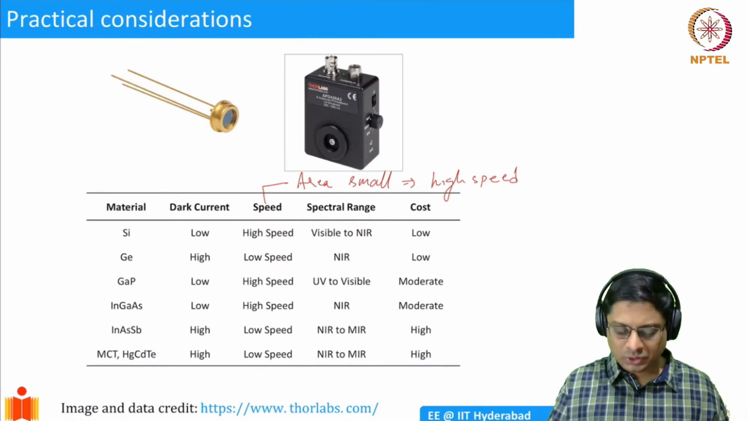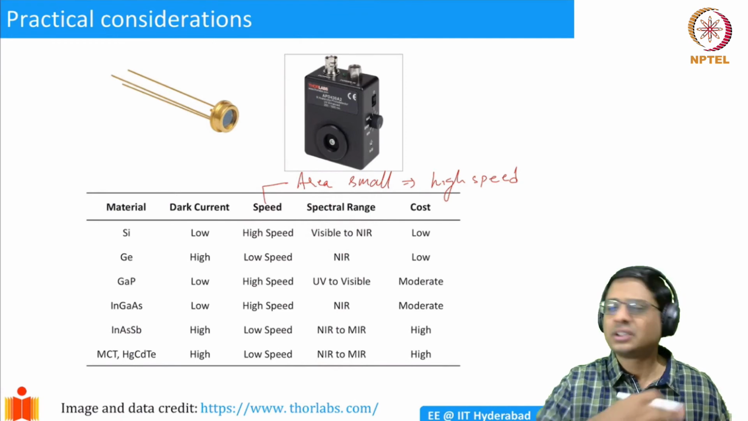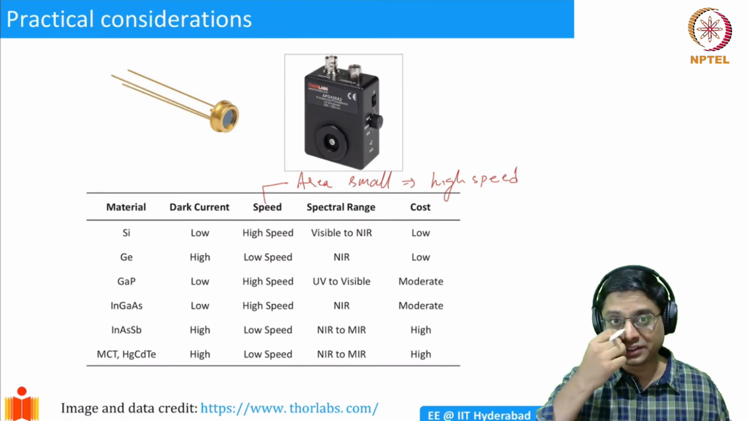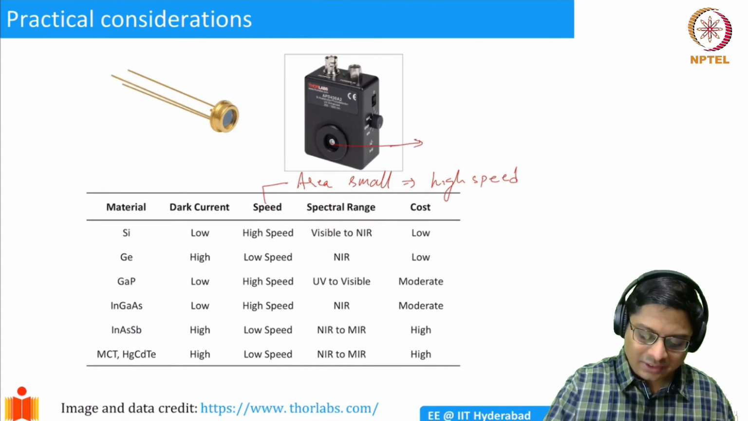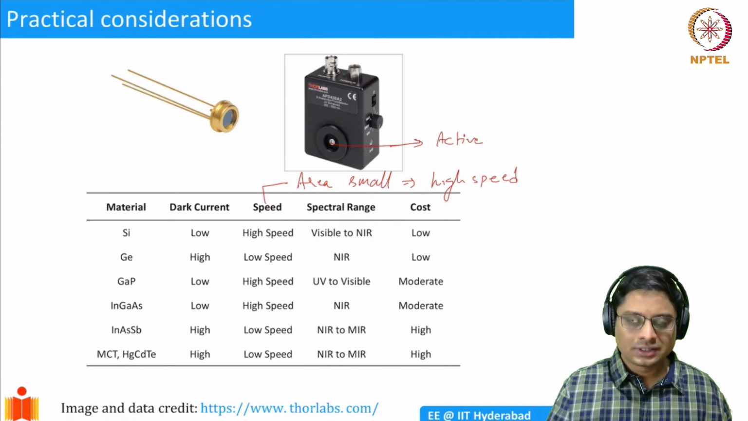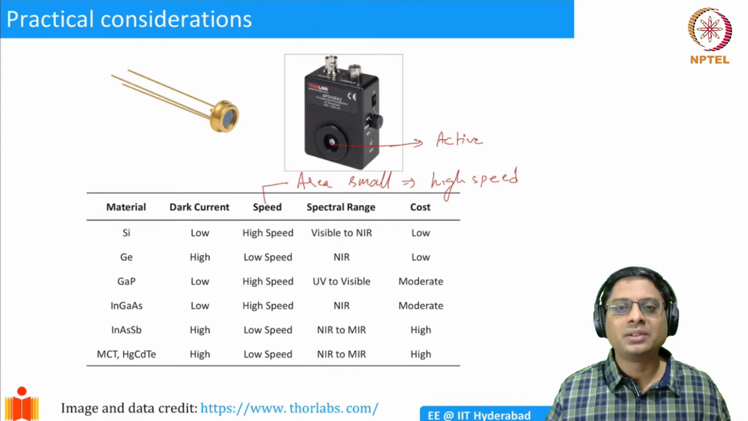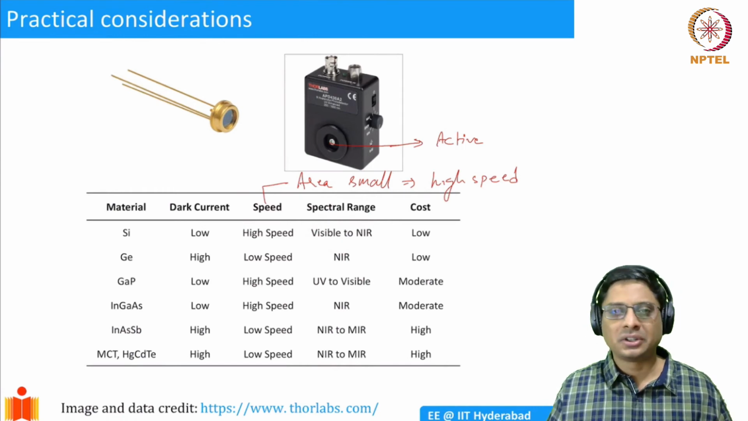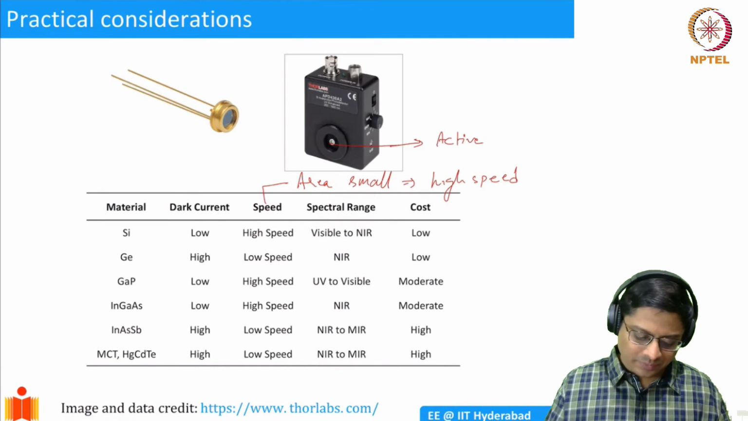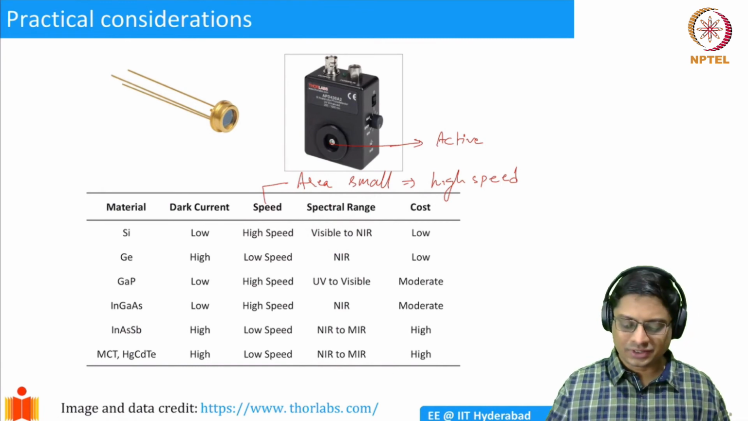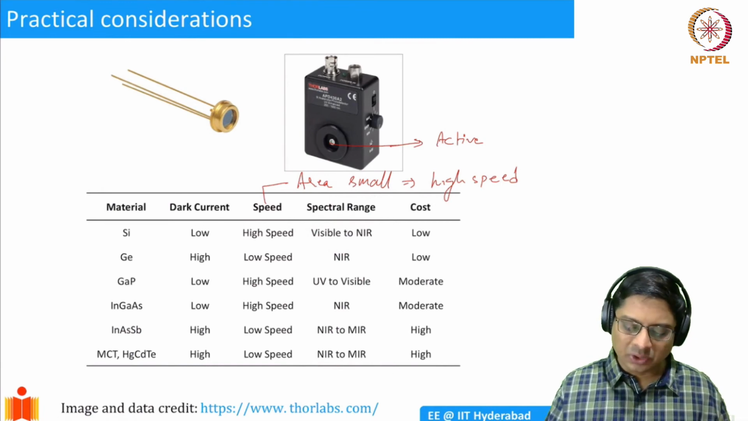If you go to the Thorlabs website and search for photodetectors, you will see a whole collection of detectors, and you'll start seeing that if the active area is small, then the photodetector's speed will be larger. Of course, the mobility of the carriers also plays a role. So there are various options available here. You can choose, it's just quantified as high speed, low speed.